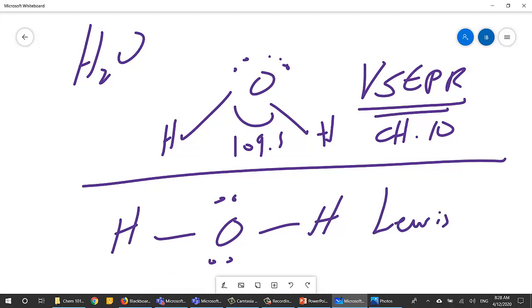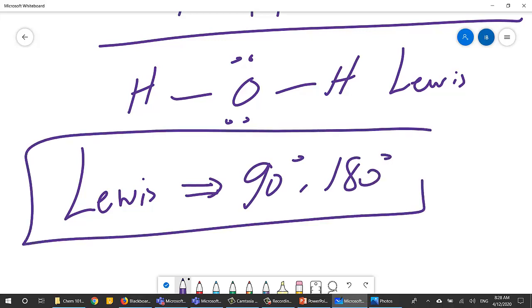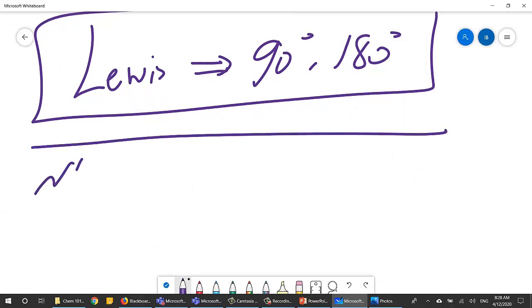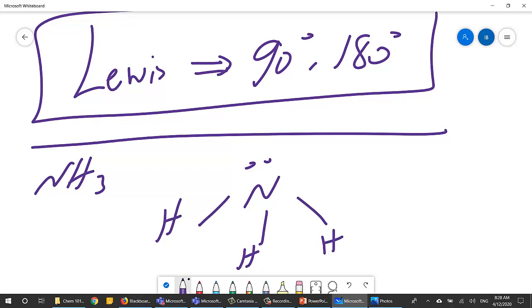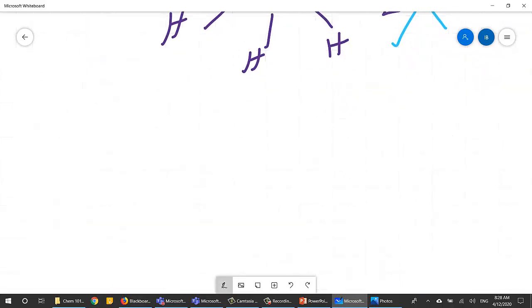And this is something very, very important that I want to tell you: Lewis does not know anything about angles. In Lewis, the angles are either 90 degrees or 180 degrees only. This is a very important rule in Lewis, okay? So if he asks you to write ammonia, for example, everybody knows ammonia looks like this, right? But this is not the Lewis structure. If he asks you to write Lewis structures, you have to use either 90 or 180 degree angles. That's what Lewis knows.